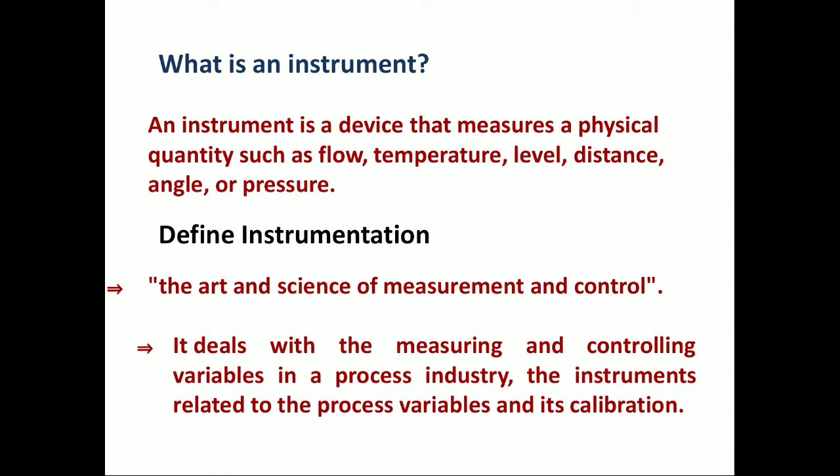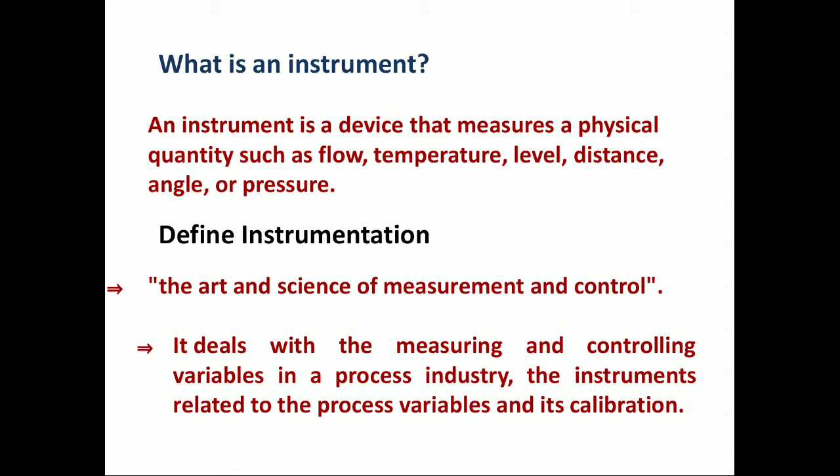So what is an instrument? We can define an instrument as a device that measures a physical quantity, and the physical quantity can be any of the following. It can be flow, temperature, level, distance, angle, or pressure. And the quantity to be measured is called a measurand.